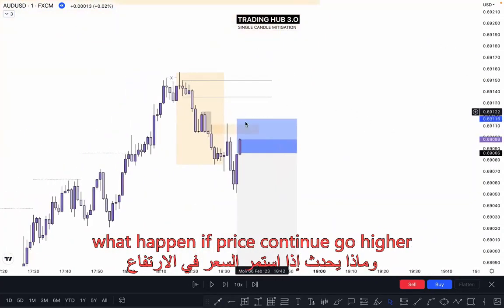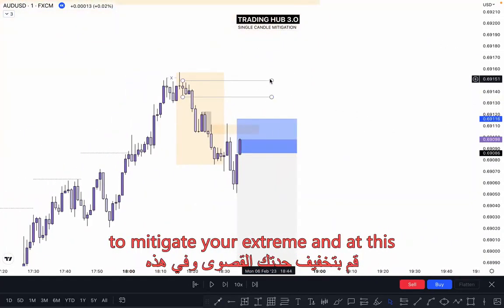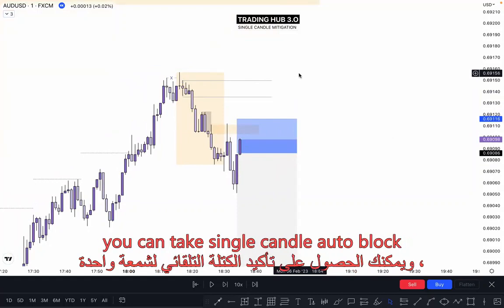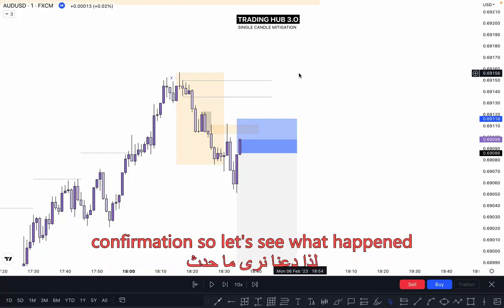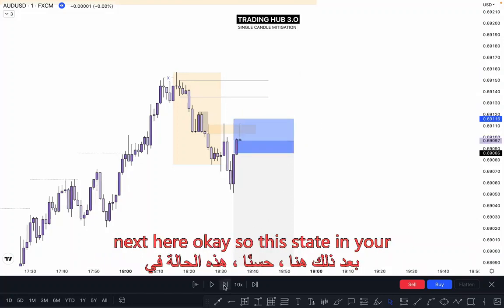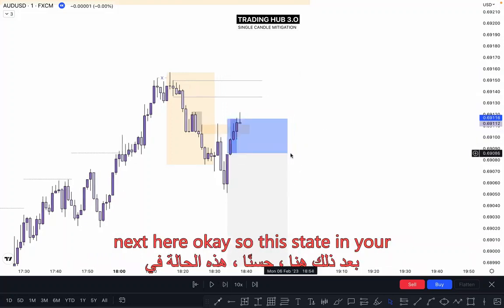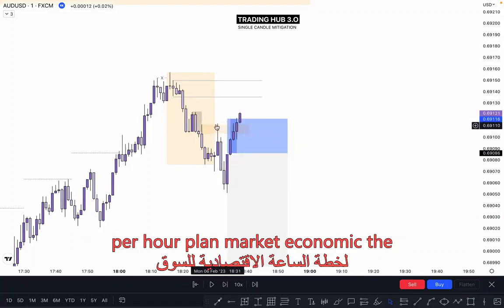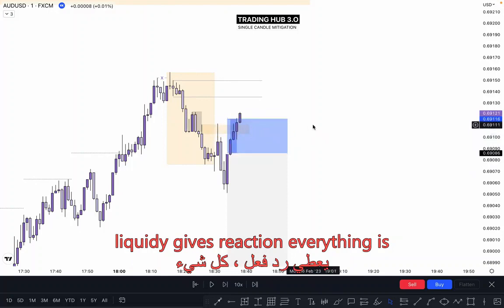And what happens if price continues to go higher to mitigate your extreme, and at this extreme point you can sell directly and you can take single candle order block confirmation. So let's see what happens next here. Okay, so this trade is a loss. Why? Because everything is a fit as per our plan. Market taken out the liquidity, gives reaction, everything is a fit here.